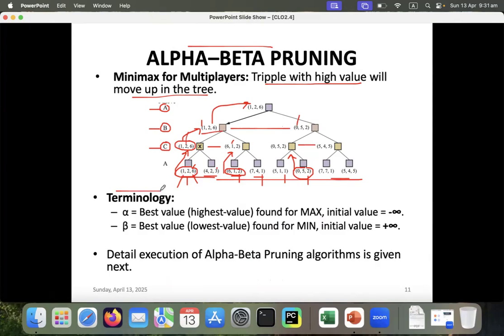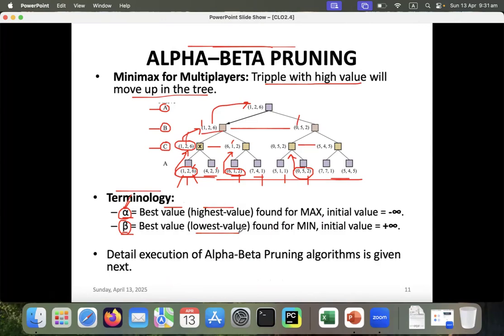Next, in the next lecture, we are going to start the alpha beta pruning algorithm. And in that pruning algorithm, we will have two variables, alpha and beta. Alpha is the variable that we will use for the max player, and beta is the variable that we will use for the min player. For alpha, the max player, we will try to find the best value, which means for the max, the highest value.